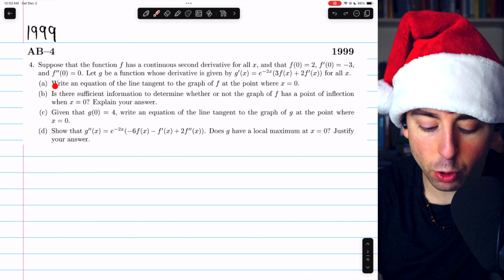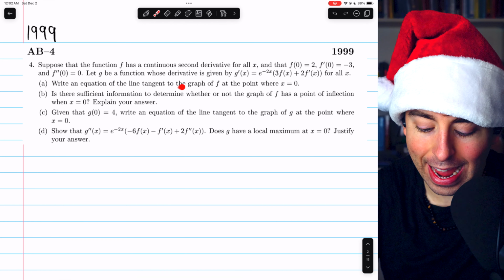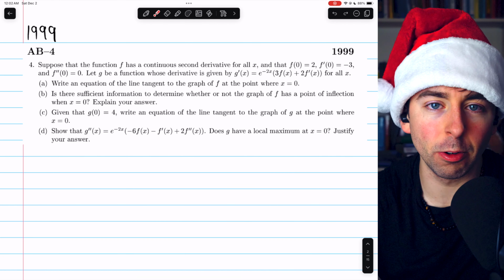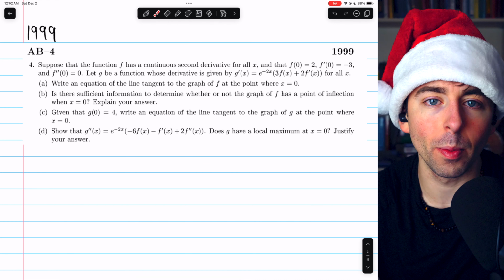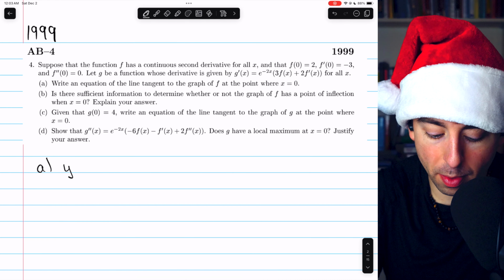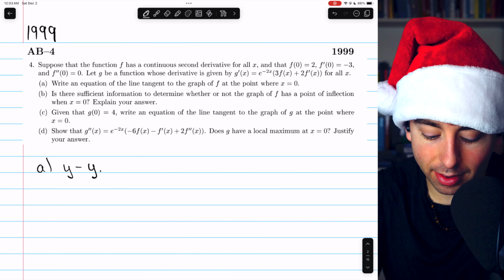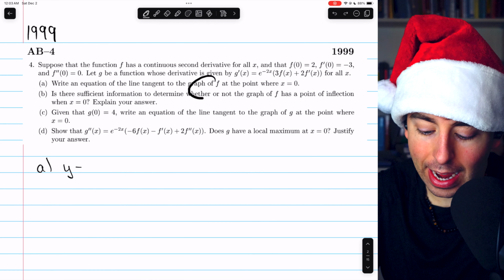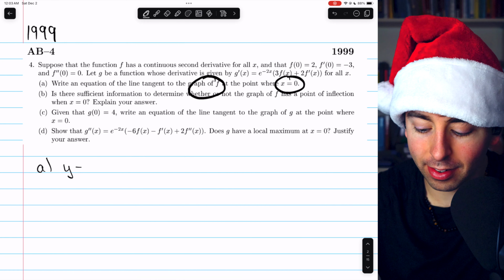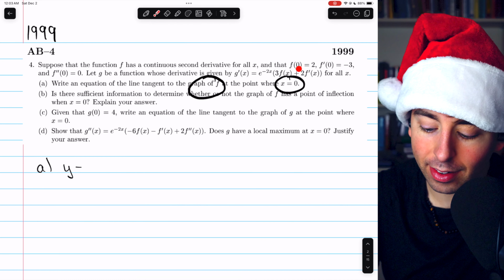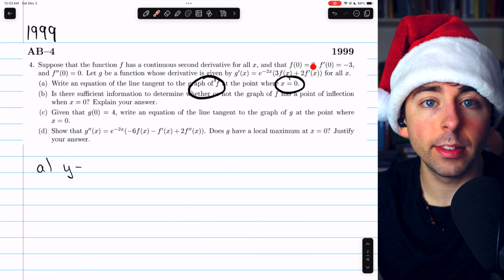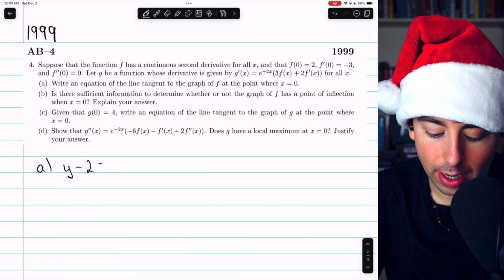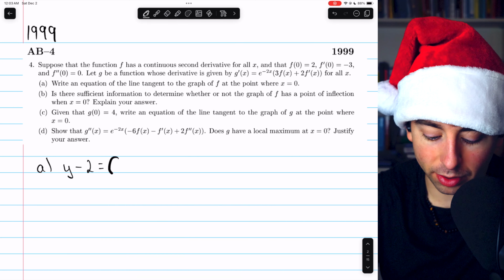Part A is to write an equation of the line that's tangent to the graph of f at the point where x equals 0. So we'll use point-slope form for this. Remember, the point-slope form of a line is y minus the y-coordinate. What's our y-coordinate? Well, we want the line to be tangent to f where x is 0, and we know that when x equals 0, f is 2. So the y-coordinate is that output of the function, which is 2. So we'll have y minus 2 equals the slope.